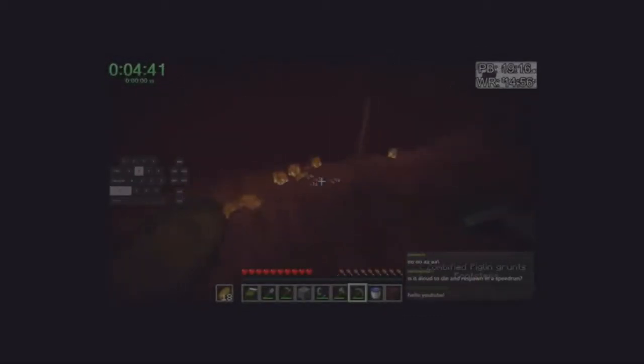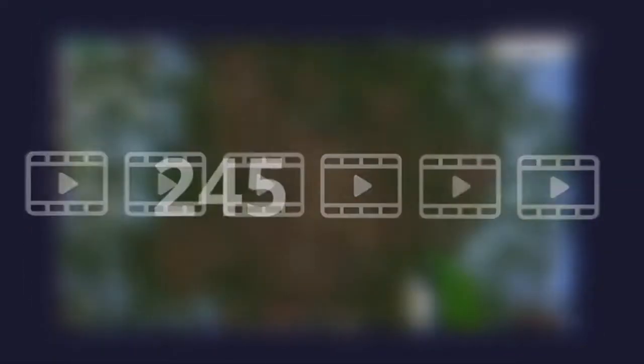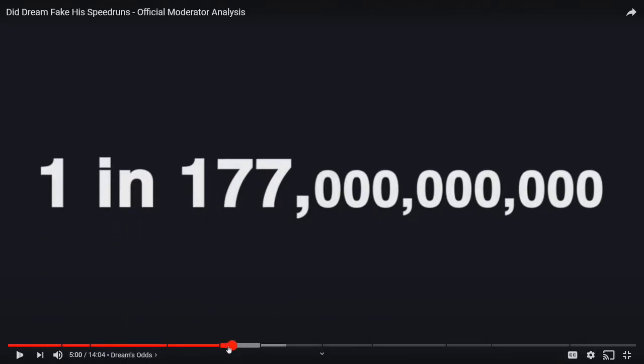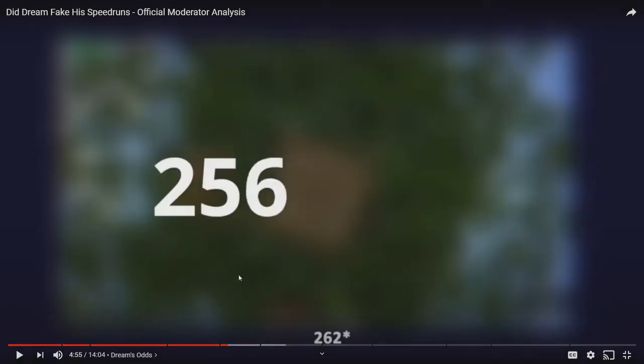But that's just for 20 and 323. Let's take a look at Dream's odds. This isn't exactly a good look. Across 6 streams, Dream bartered 262 times and got 42 pro trades, which when plugged into the formula comes in at 1 in 177 billion.